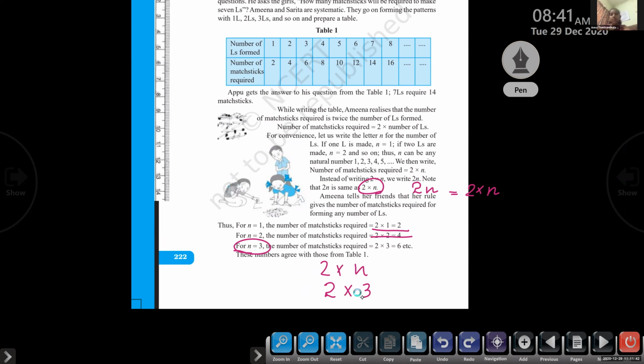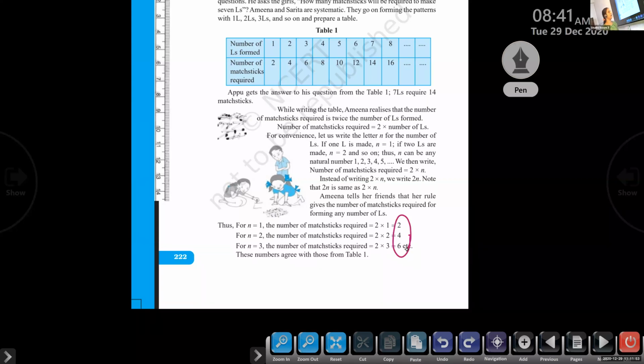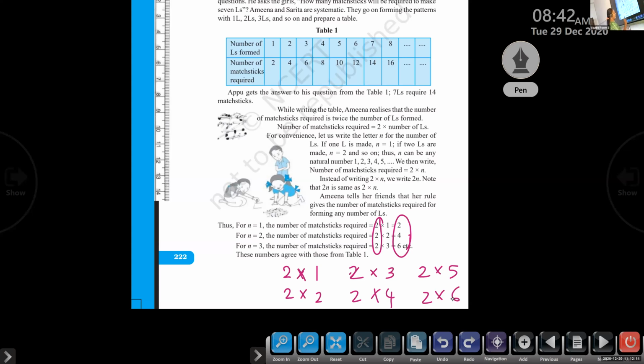6. So as we give the values 1, 2, 3, 4, etc. for N, we will get different answers. In this, 2 is common. It is a constant. It will not vary. It will not change. 2 into 1, 2 into 2, 2 into 3, 2 into 4, 2 into 5, 2 into 6. In this equation, that 2 is there always. Its value will not change.